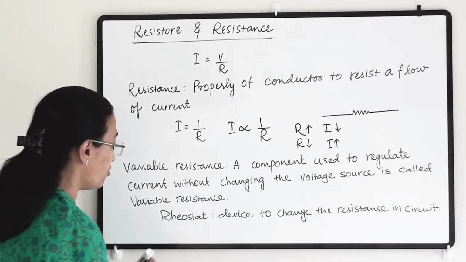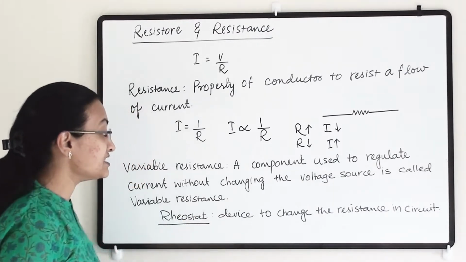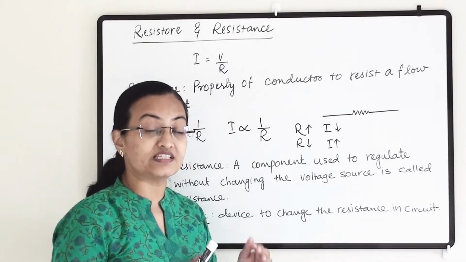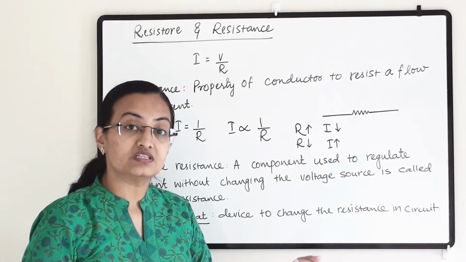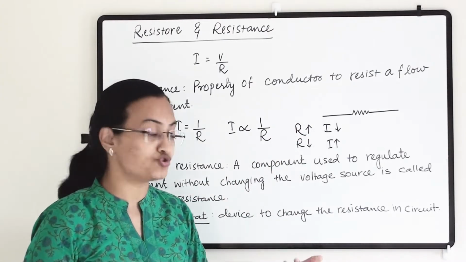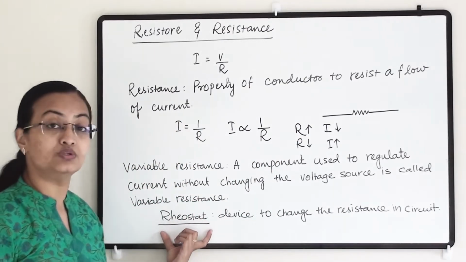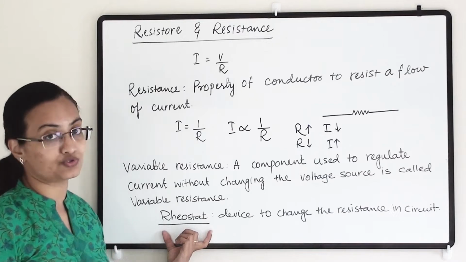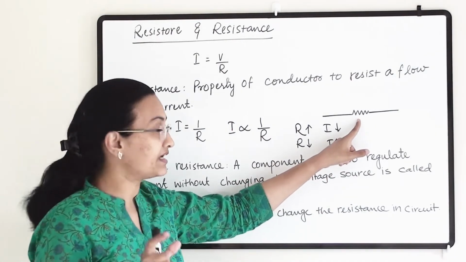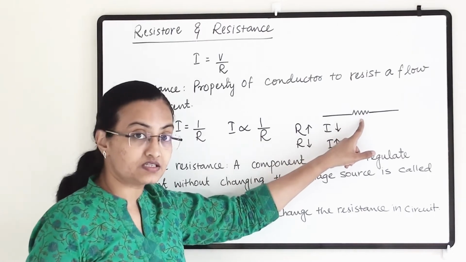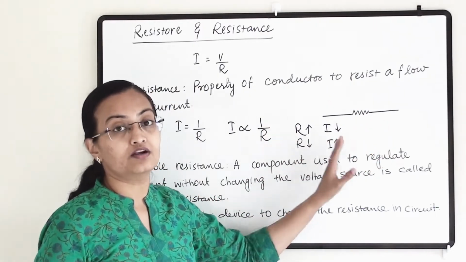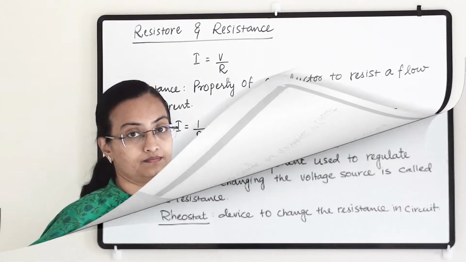Now what is the meaning of rheostat? Rheostat is a device to change the resistance in the circuit. Whatever resistance we see in the circuit will resist the flow of the current, and if we want to change that, we can change it through a device, and its name is rheostat. When we see this kind of sign in the circuit, that means this is a resistor and it will show some resistance to the current flowing through the circuit.